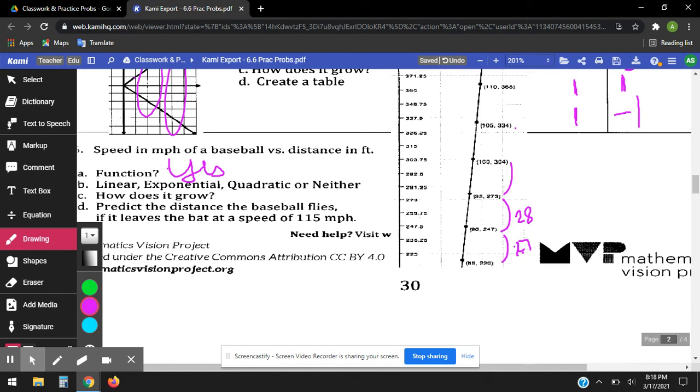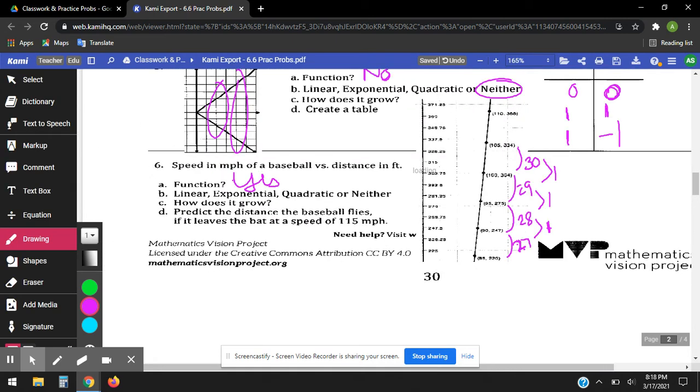This one is, let's see, 29. And this one is 30. So my first difference, that's not linear because they're not all the same, but these are all 1, which means my second difference is consistent, so that would make it quadratic.